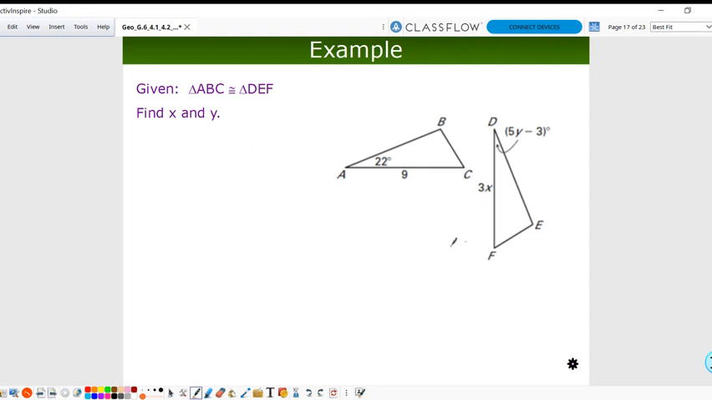Given triangle ABC is congruent to DEF, find x and y. So you might want to start by marking the angles congruent. I know that angle A is going to be congruent to angle D based on the naming. So I can go ahead and set those angles congruent to each other or equal in measure. 22 is equal to 5y minus 3. And solve that equation. We'll get y equals 5.